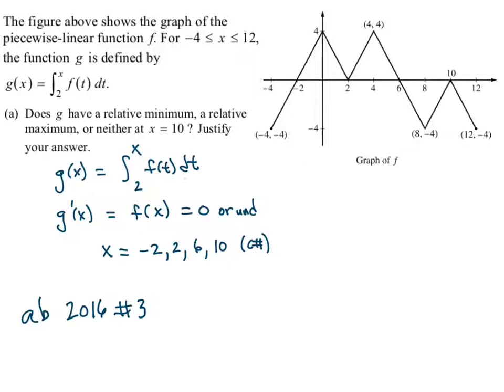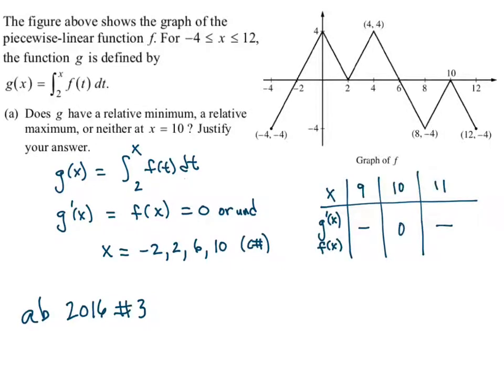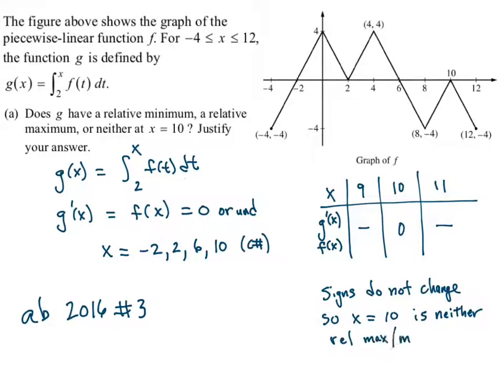So I'm just going to build a table based around 10, and I'm going to do a sign chart table on G prime to justify my answer and see if I think it's going to be a relative max, relative min. So I build a little table, throw 10 in the middle, and then pick sample numbers right around it. 9 and 11 is good enough for me. And then if I think about it, all right, well, 9 is a negative value. That's this point right here. 11 is also a negative value. That's this point right here-ish. And so since the sign doesn't change on those two, it is not a relative max or a relative min. So this one is going to be neither.